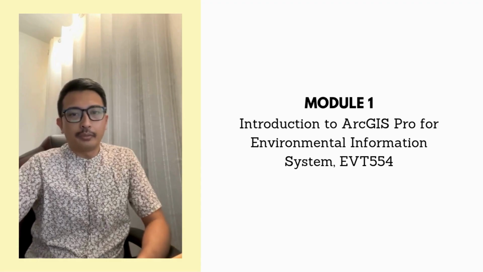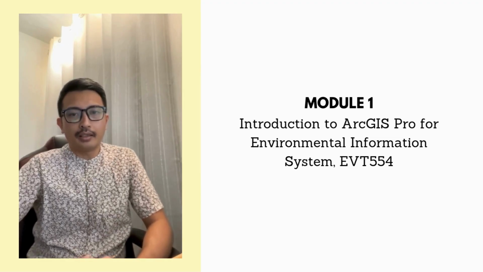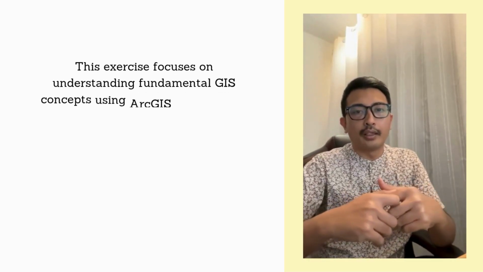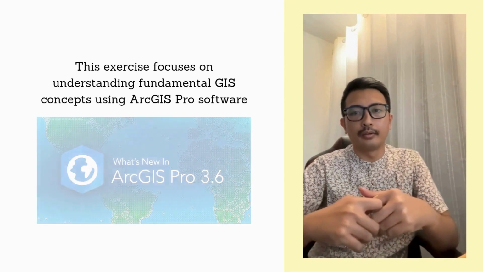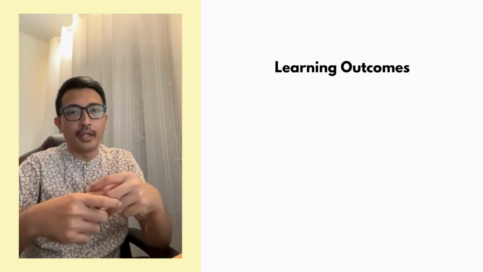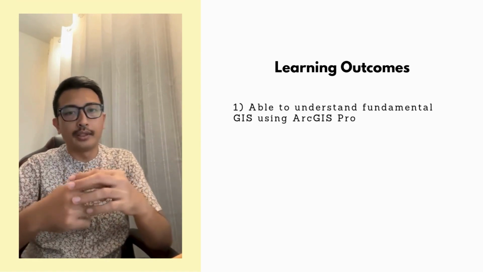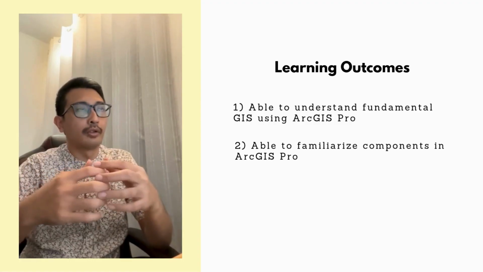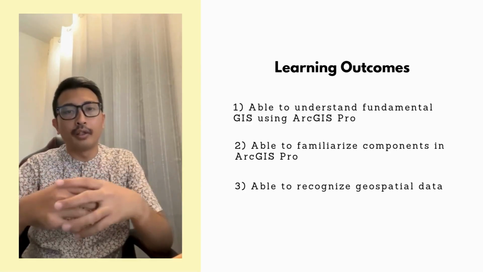This video is to present Module 1, Introduction to ArcGIS Pro for Environmental Information System, EIS EVT 554. We will focus on understanding GIS concept by using ArcGIS Pro software. For your information, we have three learning outcomes here. The first one is to understand the fundamentals of GIS, the second one is to familiarize with the components in ArcGIS Pro, and the last one is to recognize different types of geospatial data.